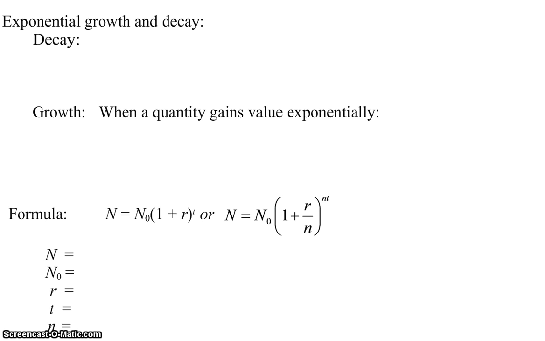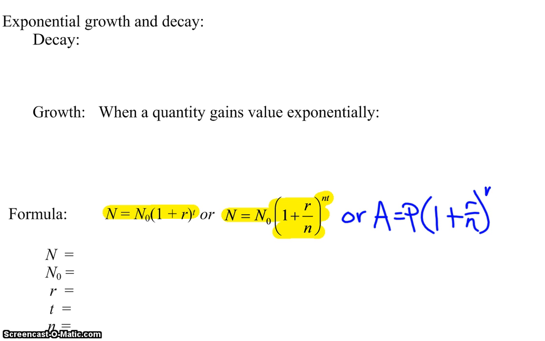Either N equals N sub 0 times the quantity of 1 plus r to the t, or N equals N sub 0 times 1 plus r over n to the nt. And the third way it's written is A equals P times 1 plus r over n to the nt. The last way is the way that they commonly use it in banking.